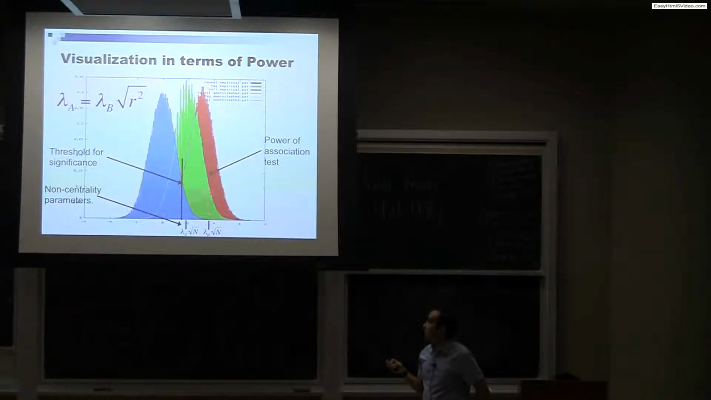The power is the area of the red curve beyond the threshold. Now what I'm saying is that you're collecting a SNP that's correlated with it, so that's going to be like the green curve. The non-centrality parameter is going to be R times the non-centrality parameter of the red curve. So the power is going to be the area of this green curve that's beyond the threshold.